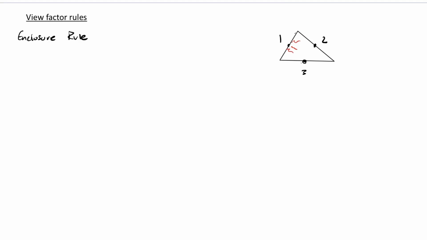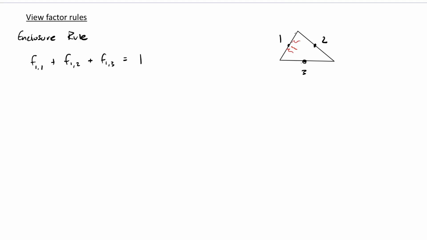So if surface 1 emits radiation, there are three possibilities of what can happen. It can hit surface 1, it can hit surface 2, it can hit surface 3. The sum of all the possibilities has to add up to 100%. That's the premise of the enclosure rule, and when we write it out, it is as follows. The view factor from surface 1 to surface 1 plus the view factor from 1 to 2 plus the view factor from 1 to 3, those all have to add up to 1. All that's saying is you emit a photon inside this enclosure, it has to do one of three things, and the probabilities of each have to add to 100%. So that's the enclosure rule.